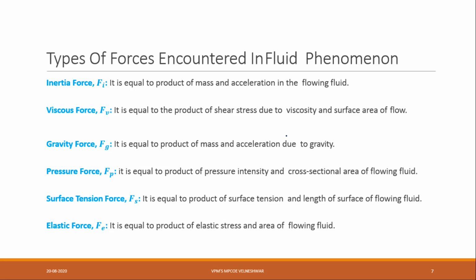Next, surface tension force. It is equal to surface tension and the overall length of the surface. And Fe, elastic force, is equal to elastic stress and area of the flowing fluid. Like this, here I have given each and every point. This is not that important. Only what Fi, Fv, Fg, Fp, Fs, Fe are, we have seen here.